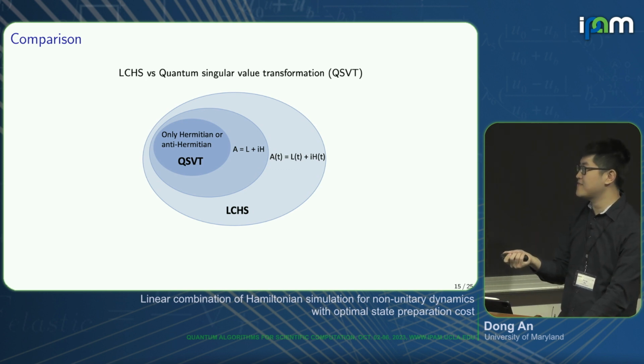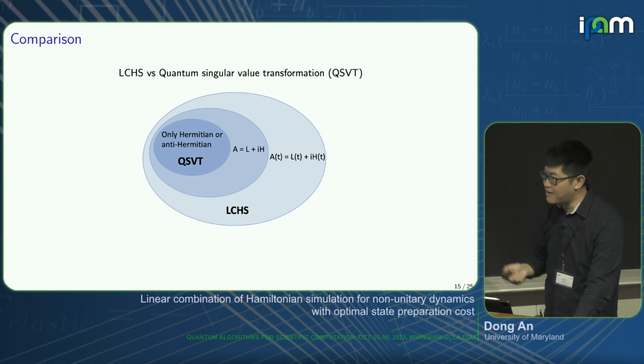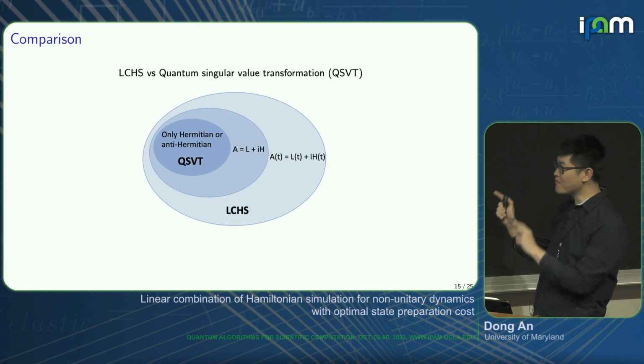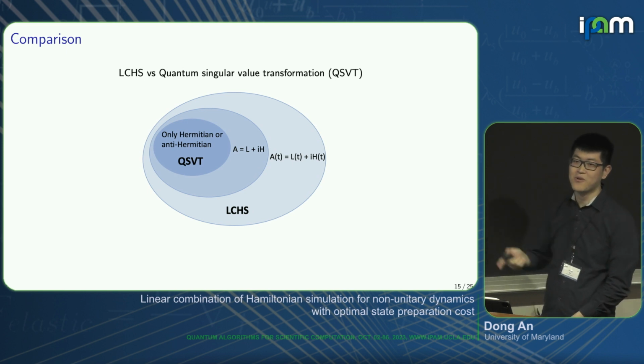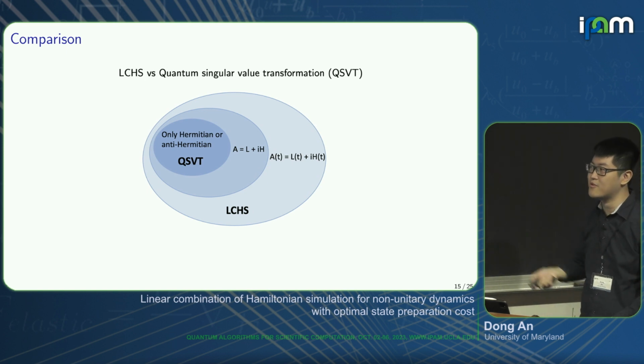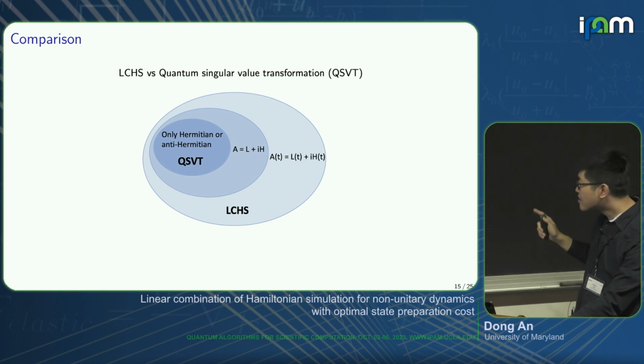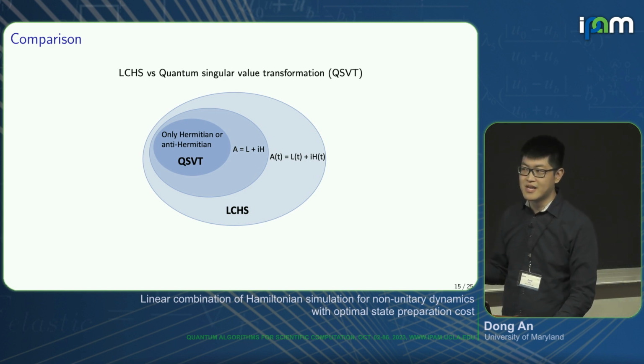But our LCHS formula can be applied to the most general case. So this is the comparison. Of course, I want to mention that this is so far only for the differential equation operator, while QSVT can do something more general in the Hermitian case. Okay, so this is the first comparison.